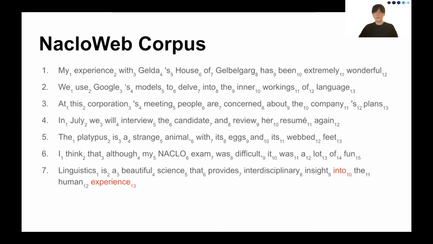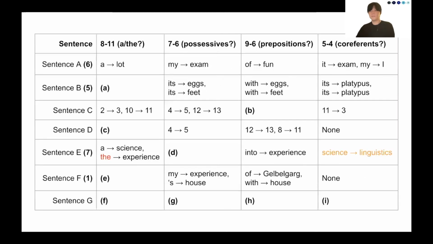And going back to the corpus, we see that sentence 7 is the only valid option. The preposition into is going with the noun experience. This time, when we fill in the words, however, there are a couple notable points.